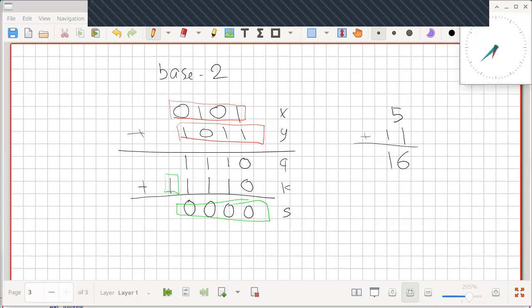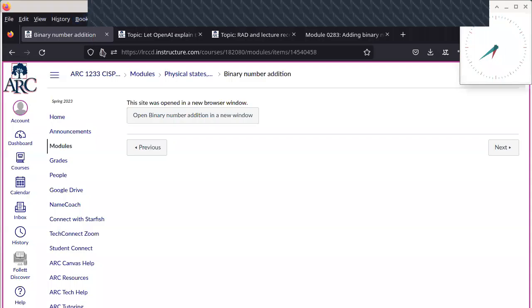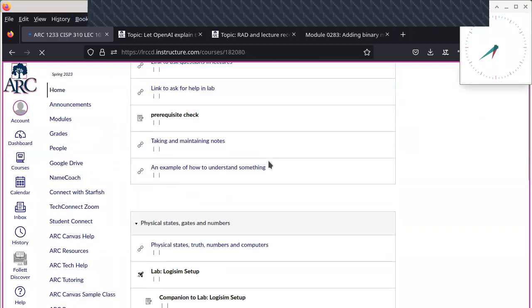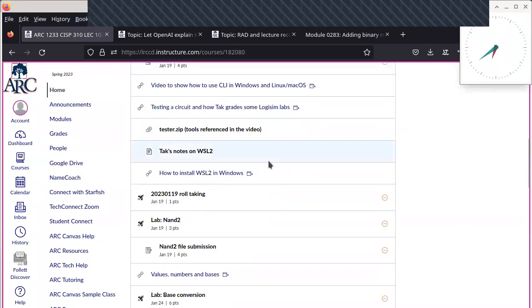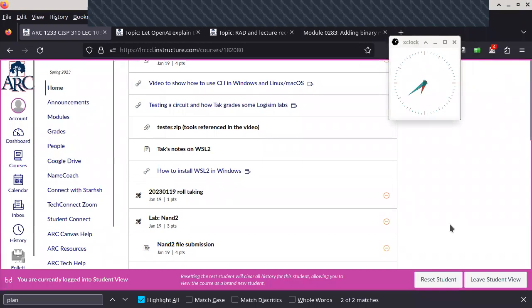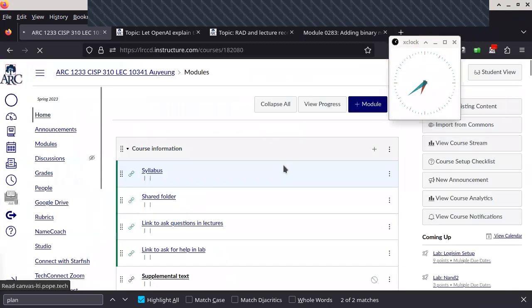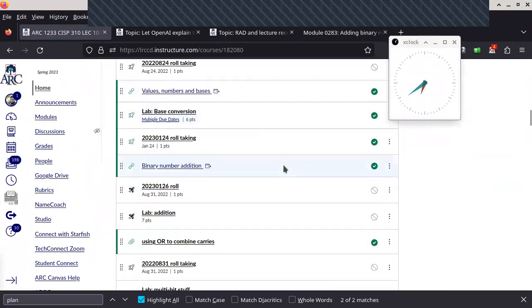All right, so let's take roll because I almost forgot to take roll. I put some time into today's roll taking activity because I'm switching to a new quiz type. So let me show you what it looks like. It looks a little bit different, but it's kind of the same thing. Oh, I need to get out of my student view, because otherwise I won't see it.